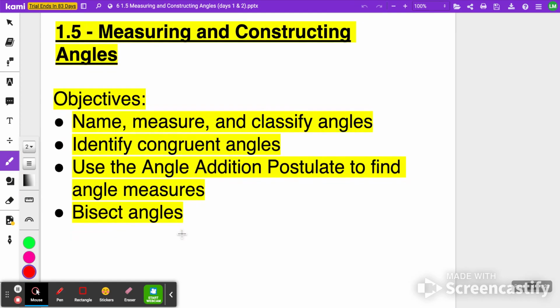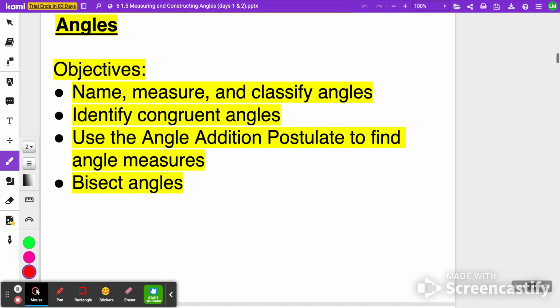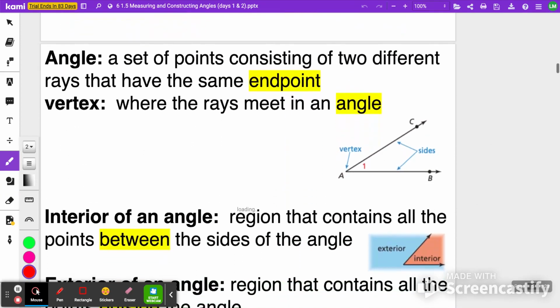Today we're going to be talking about lesson 1.5, measuring and constructing angles. Our main objectives today are to be able to name, measure, and classify angles, identify congruent angles, use something called the angle addition postulate to find angle measurements, and then also be able to bisect angles. Let's get started with some vocab.